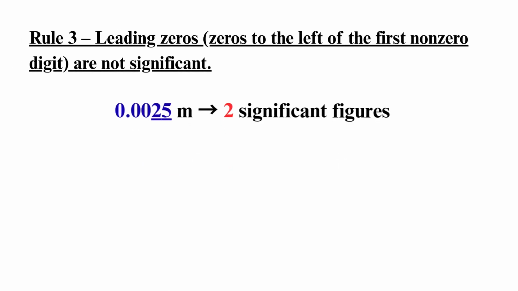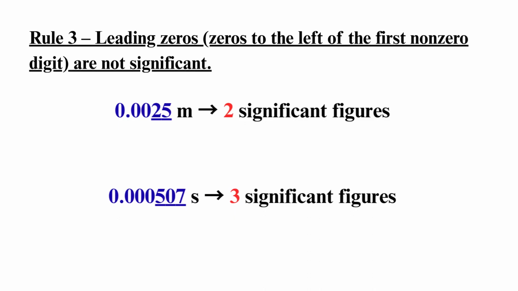Rule number 3. Leading zeros. Zeros to the left of the first non-zero digit are not significant. Leading zeros, which are zeros to the left of the first non-zero digit, are not significant because they serve only to locate the decimal point and do not affect the value of the number, nor represent any measured information.